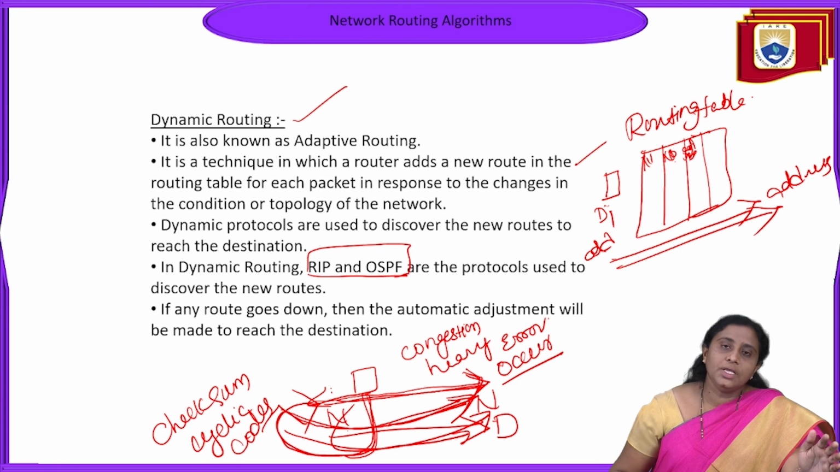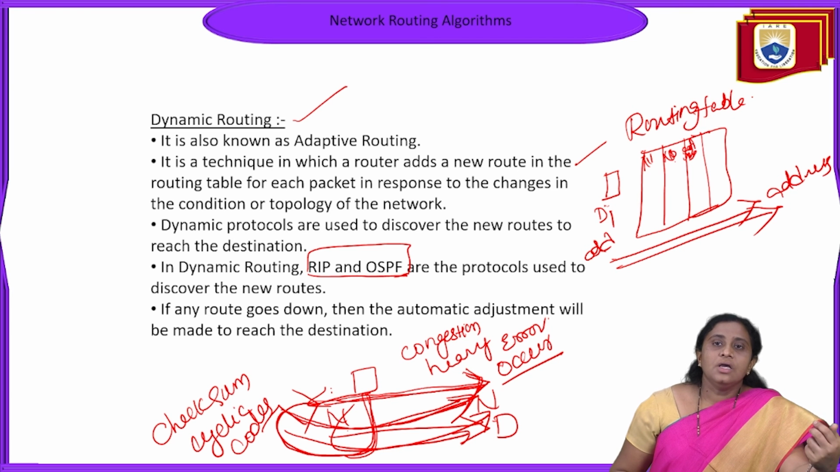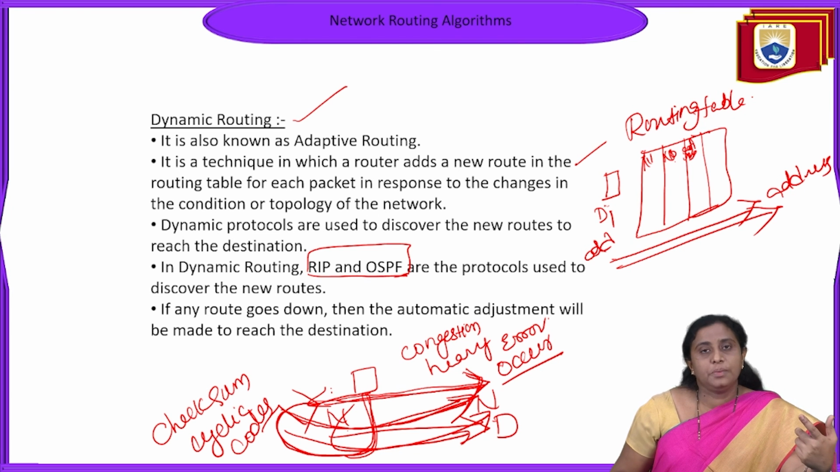Coming to dynamic routing, what do you mean by dynamic routing, and what are the main two protocols, what we can call the RIP and OSPF protocols, and what are the main tasks which should be played by the RIP and OSPF protocols under dynamic routing, and what do you mean by dynamic routing in association with adaptive routing.